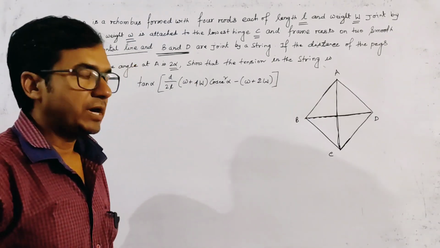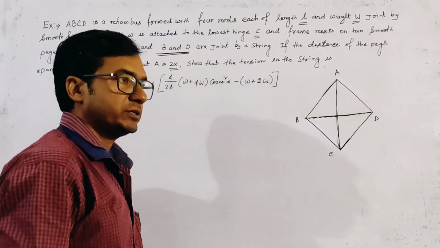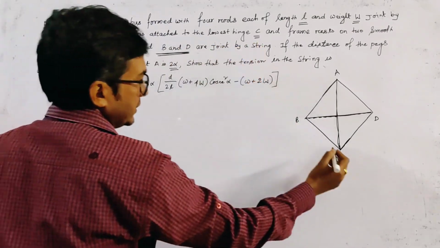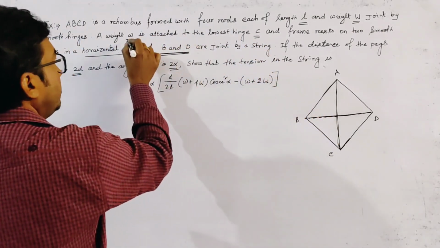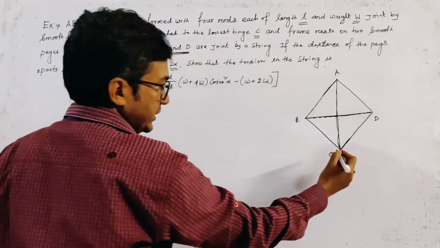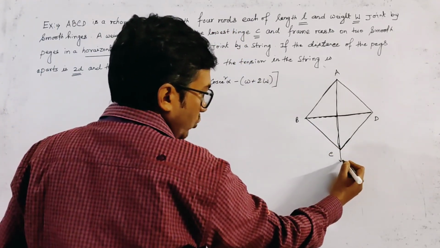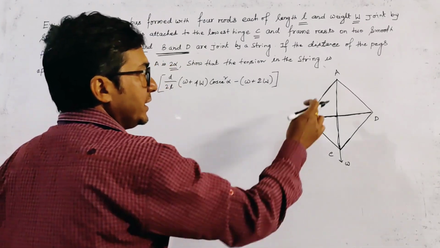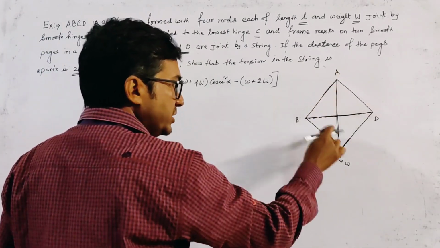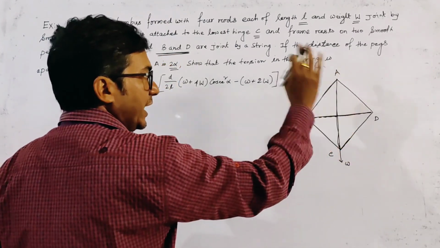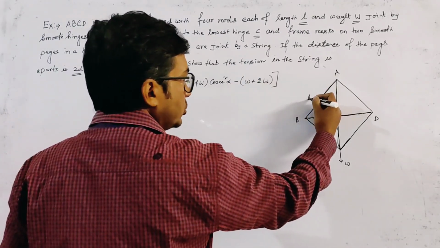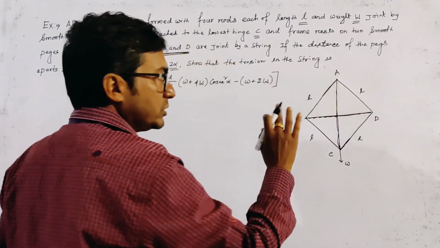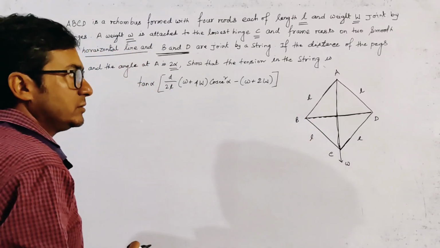ABCD is the rhombus and C is the lowest point. Here the weight w is attached to the lowest point C. Each rod AB, BC, CD and DA has length L. All the sides of the rhombus are the same, so all of them are L.